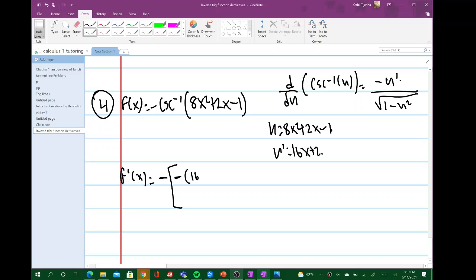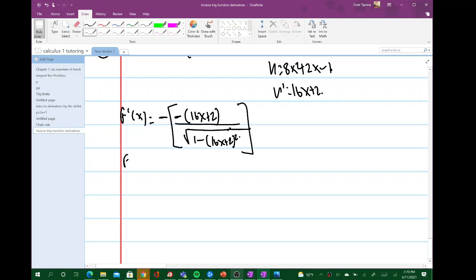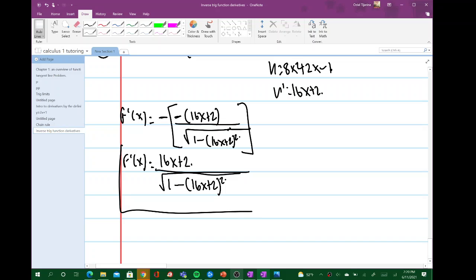Negative of 16x plus 2 over the square root of 1 minus the quantity 16x plus 2 quantity squared. So then we're going to have f prime of x is equal to, the negatives cancel out, so we have 16x plus 2 over the square root of 1 minus the quantity 16x plus 2 quantity squared. And that's your answer for this one.